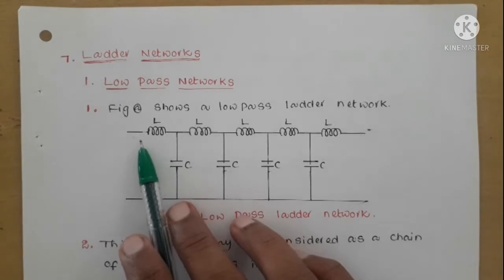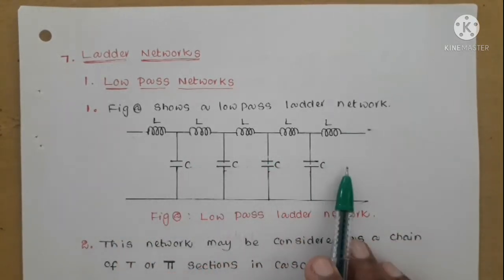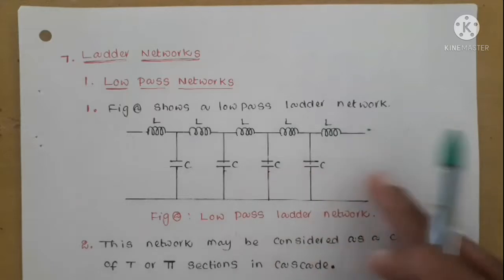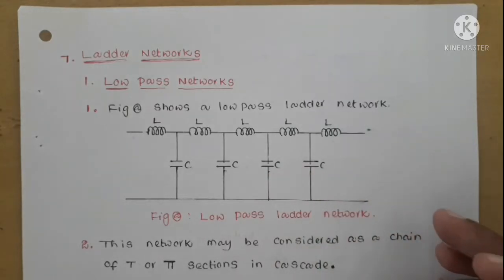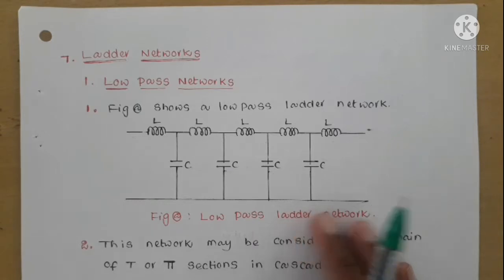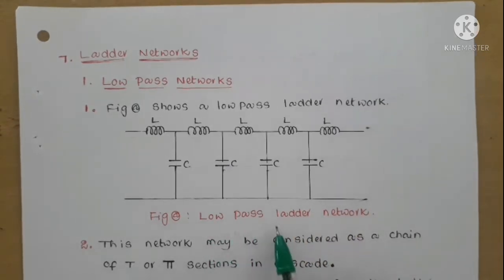Here we have to connect an inductor in series and a capacitor in parallel. So this is a low pass ladder network. This is in the form of a ladder, and that's why it is called a ladder network. It behaves as a low pass filter, so that's why it is called a low pass ladder network.